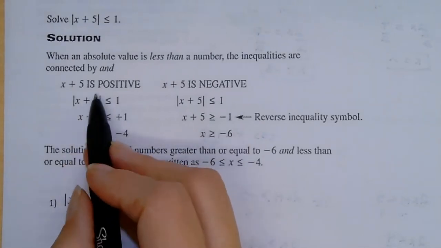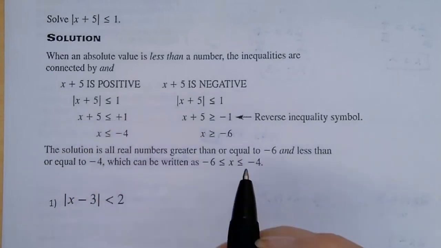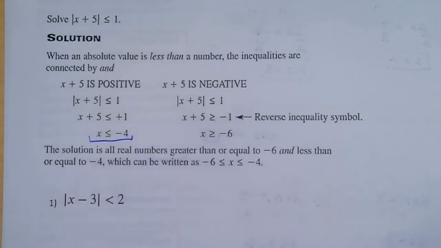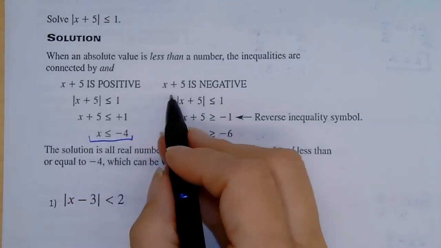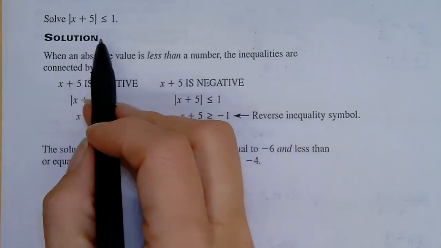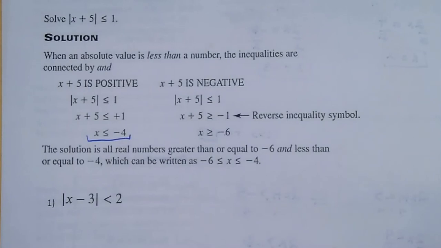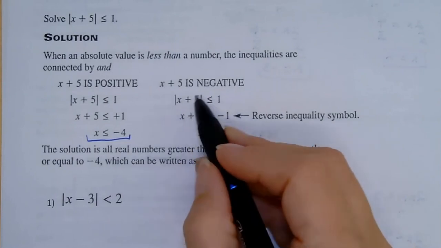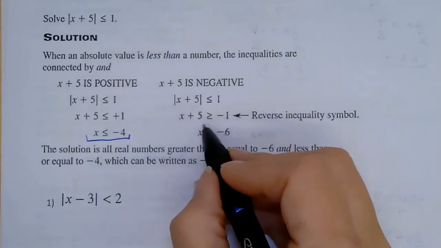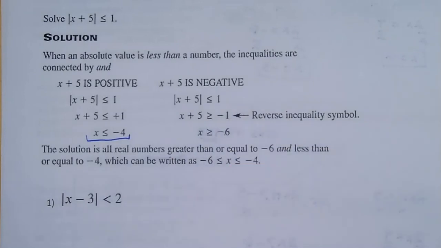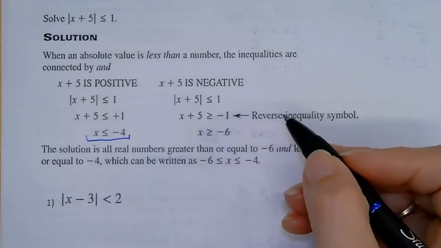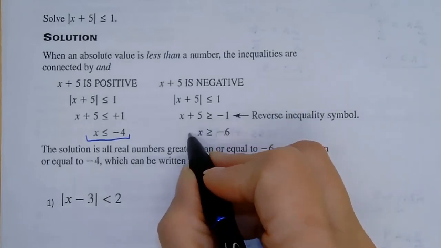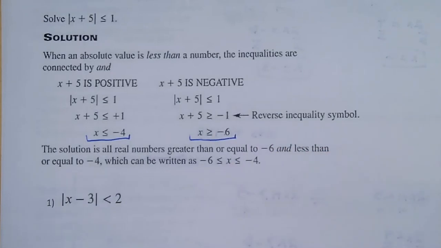I bring down my split. I have x plus 5 is less than or equal to 1. Subtract 5 from each side, and I end up with one part of my information, x is less than or equal to negative 4. If the information in my absolute value bars, x plus 5, is negative, I'm going to say x plus 5 is less than or equal to 1. That's my original statement. I'm splitting. I'm going to change the direction of my sign and make my number the opposite sign. So it's going to be a negative now. I will subtract 5 from each side, so I have x is greater than or equal to negative 6.